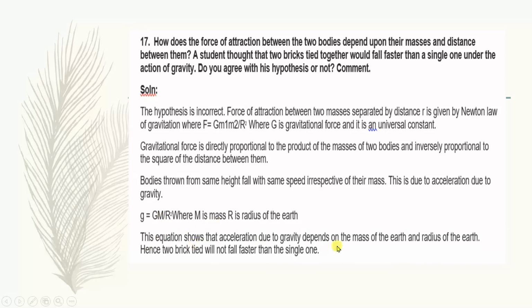So this shows that two bricks both will fall at the same time. Okay, any brick, two bricks will not fall faster than the single one.